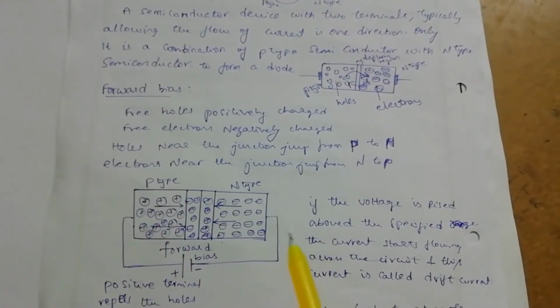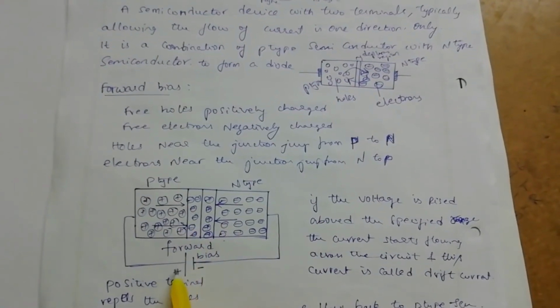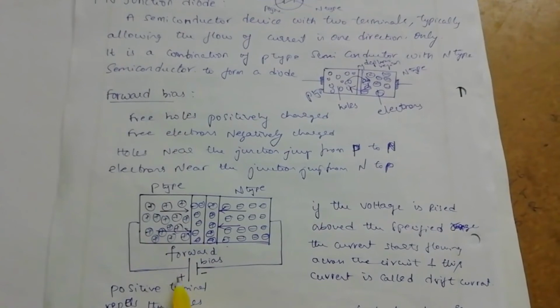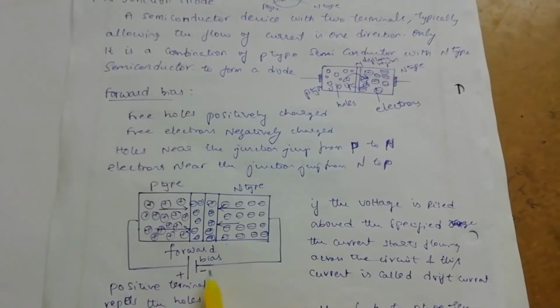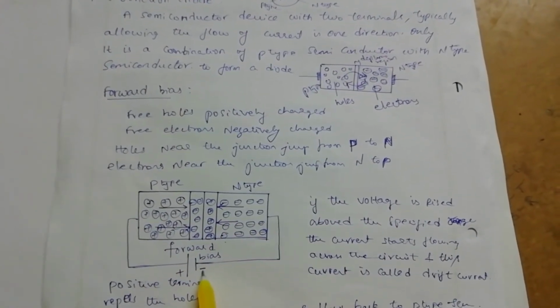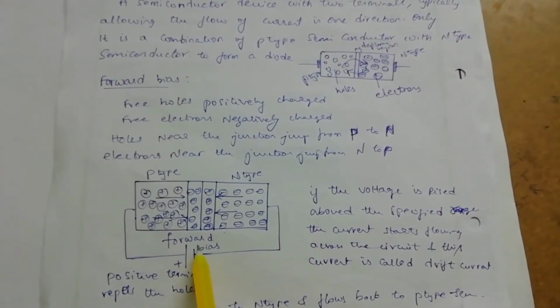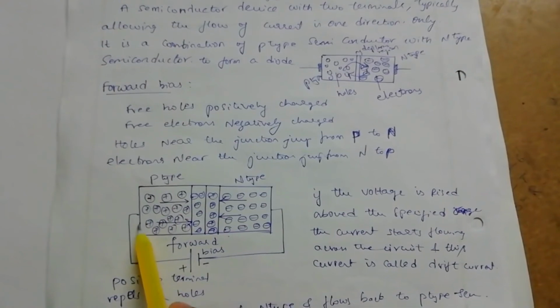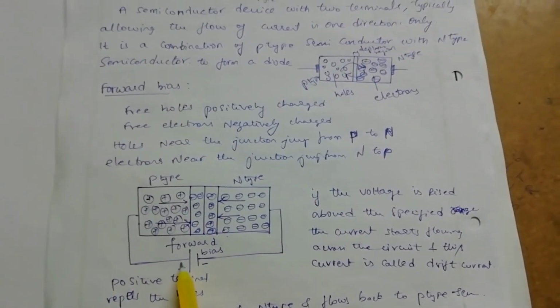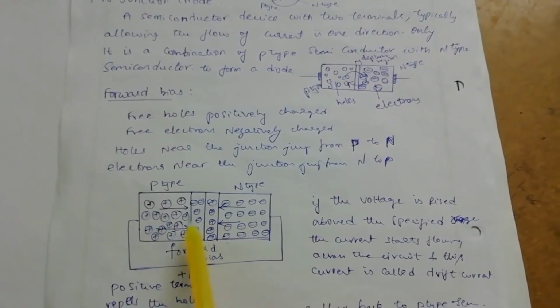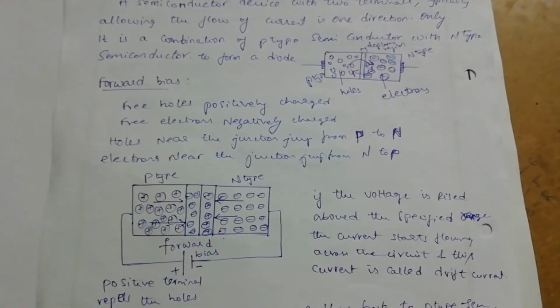In the reverse bias case, the battery connection changes. The P-type is connected to the negative pole and the N-type is connected to the positive side of the battery. In the reverse bias, the electrons are attracted by the positive terminal.